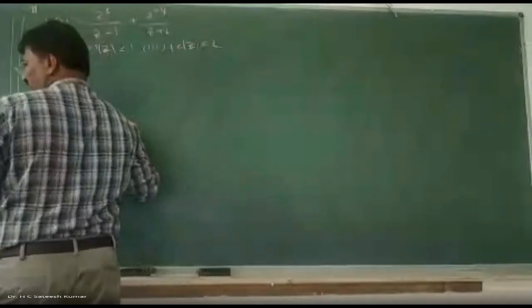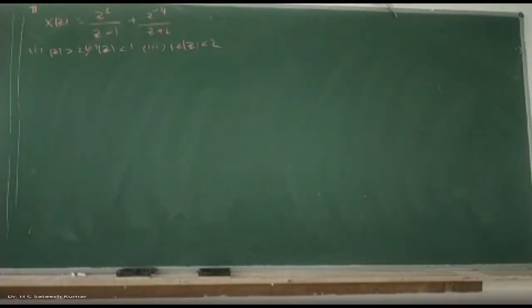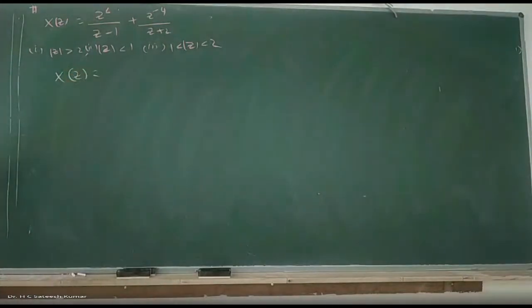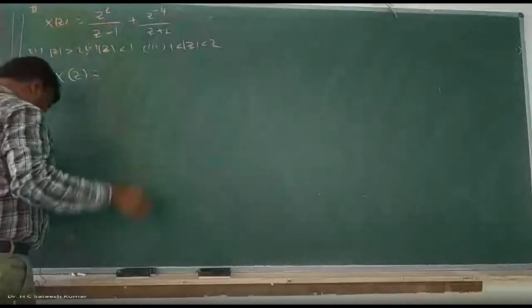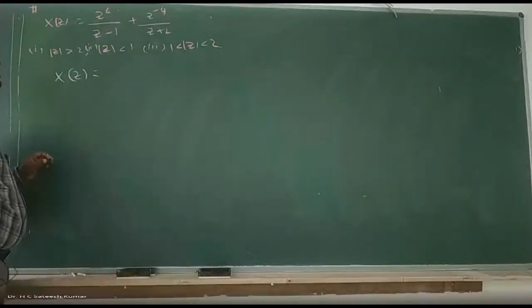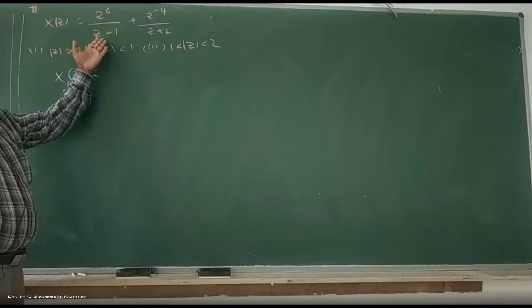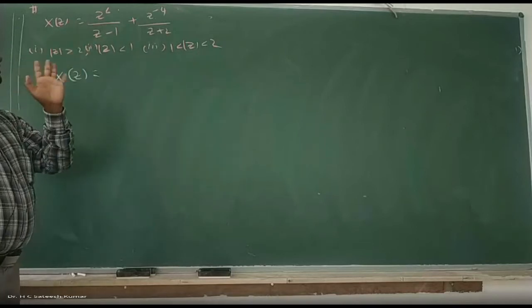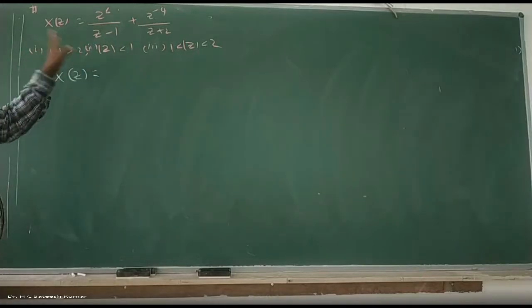This is a very interesting problem, no partial fraction here. The only thing is, we'll have to apply the property. What property should we apply? Look here, X of Z. You cannot keep dividing Z to the power of 6 by Z minus 1 until the numerator power is less than the denominator, that makes things complicated. So use the property.